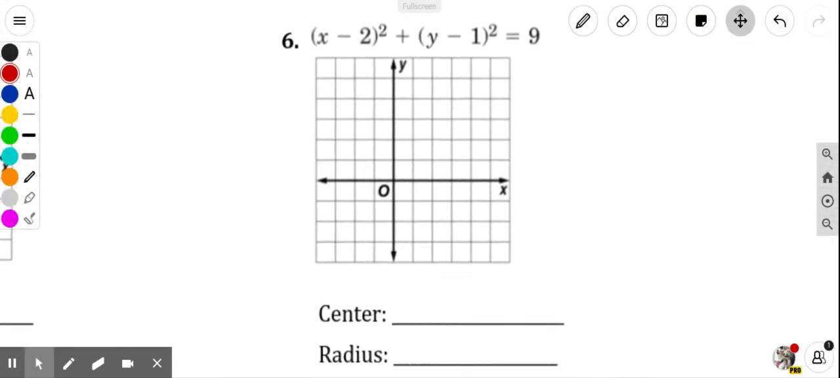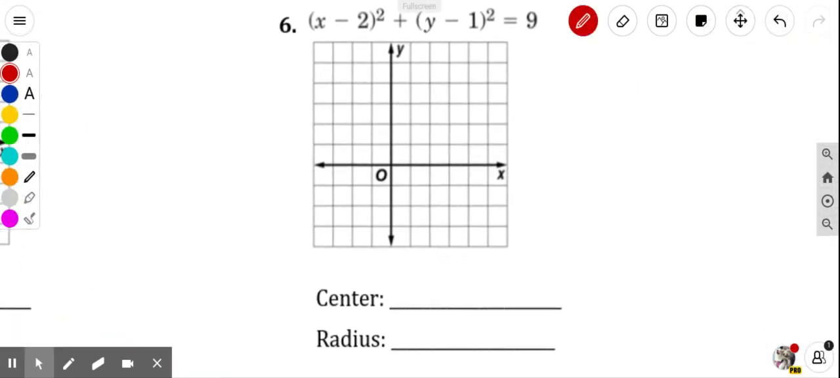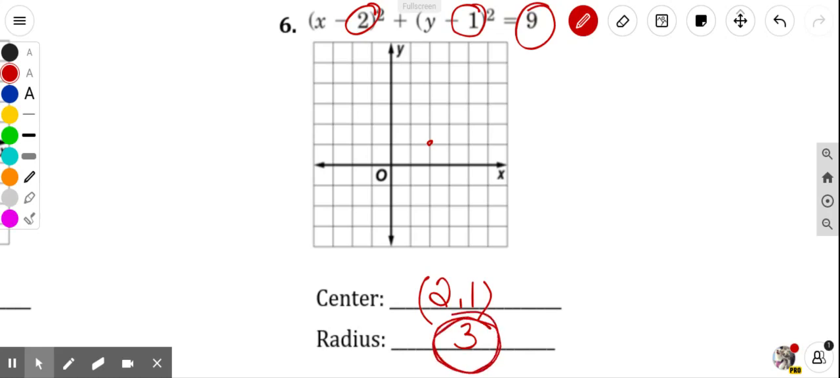And then the last one. Center here would be 2, 1. And again, I'm getting that from here. And then the radius is the square root of 9, which is 3. So again, you want to plot your center at 2, 1. And then we want 4 points that are 3 units, the radius, 3 units from the point. So 3 to the right, 3 up, 3 to the left, and 3 down. Okay, and then connect to make your circle.